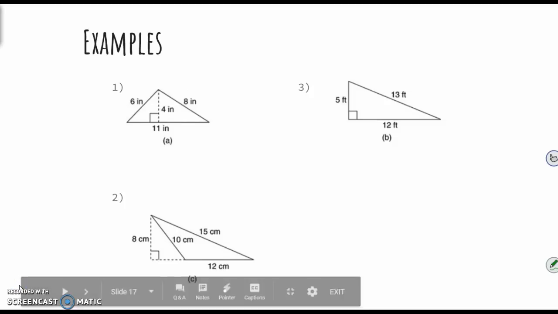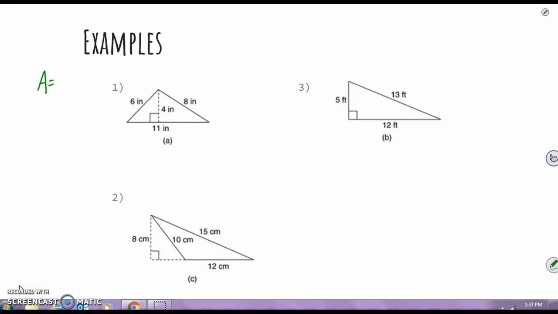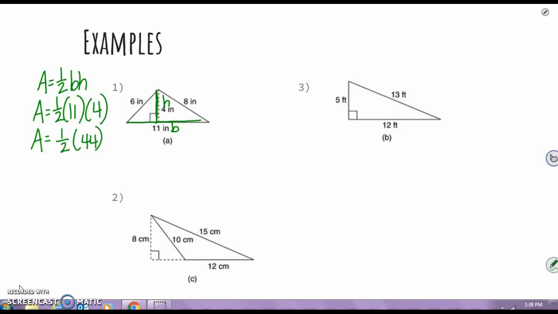Let's look at the first example together. Area equals 1/2 base times height. The base of number 1 is 11 inches. The height, which is formed with a right angle, is 4. So area equals 1/2 of 11 times 4. I know that 11 times 4 is 44. If I take half of 44, that gives me 22 inches squared.